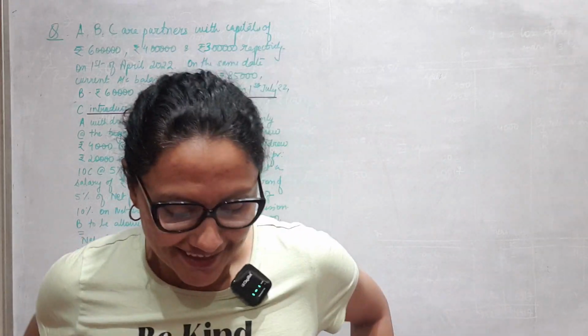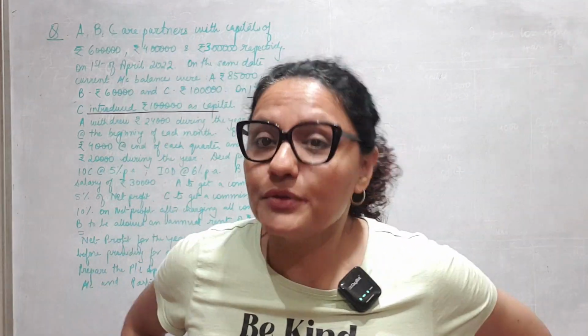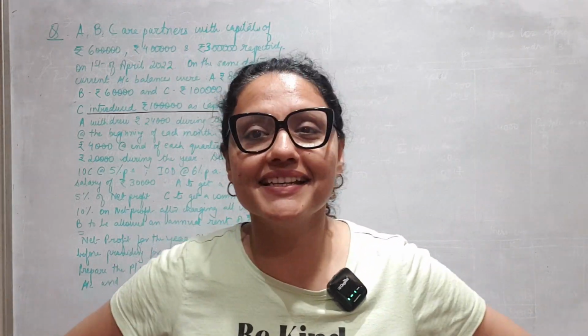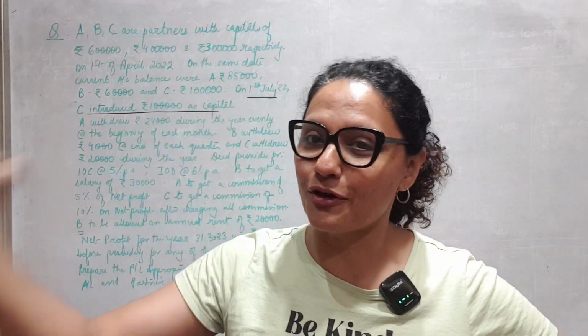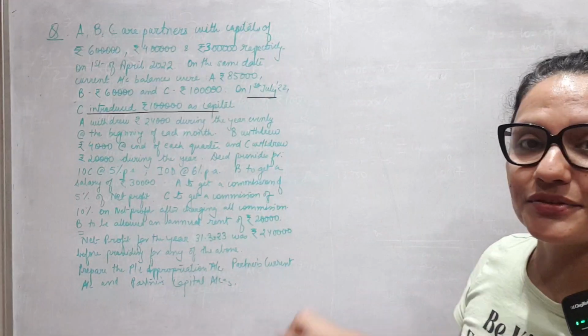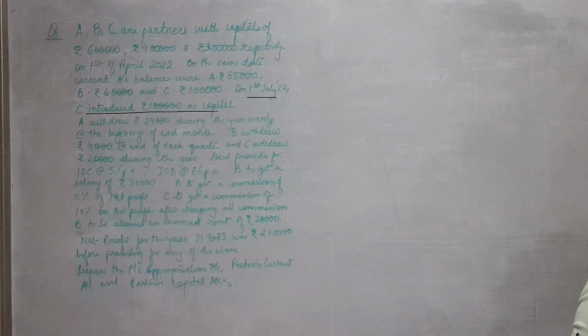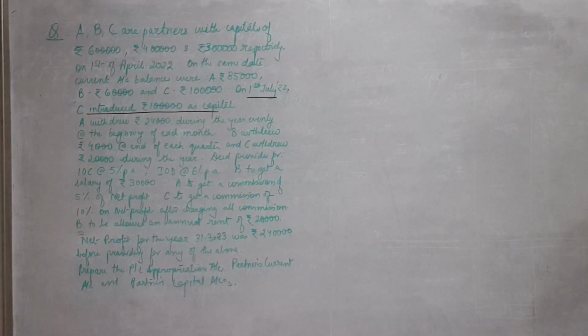This is for E. Okay, now we are continuing with fundamentals. So partnership fundamentals in the series being fundamentally strong. Now we need to solve this sum today. I'll quickly read out this sum for you. A, B, C are partners with capital 6 lakhs, 4 lakhs and 3 lakhs.